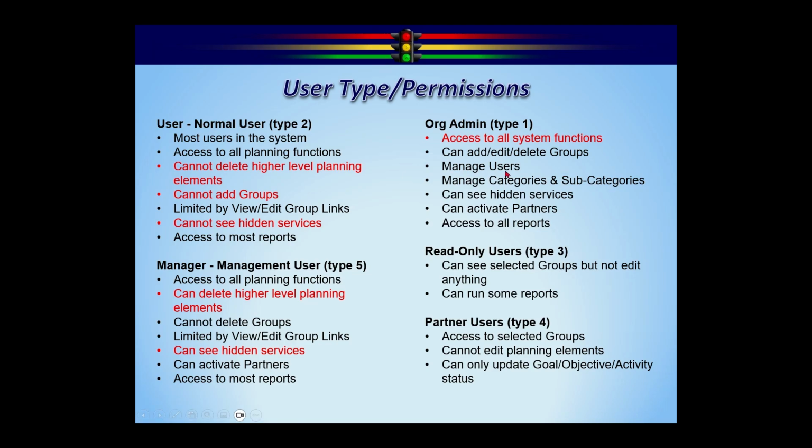Yeah, so we're talking about the categories and subcategories for 3-dimensional planning. This is where the org admins come in. They can see hidden services, they can activate partners, and they have access to everything in the system.